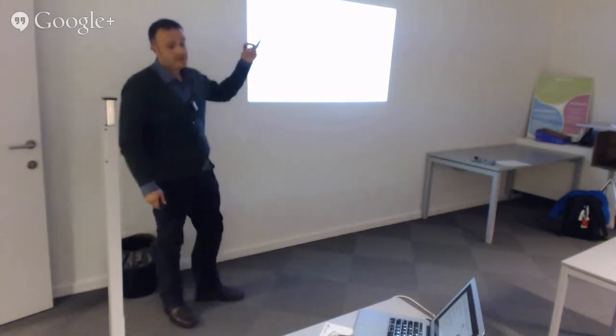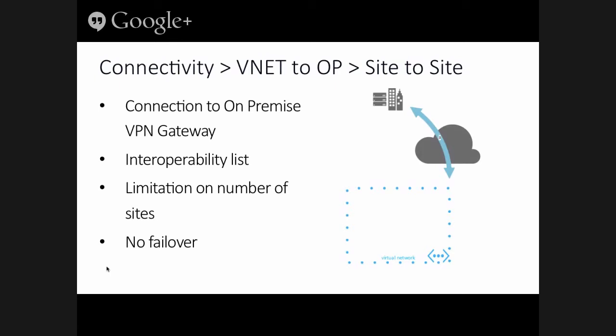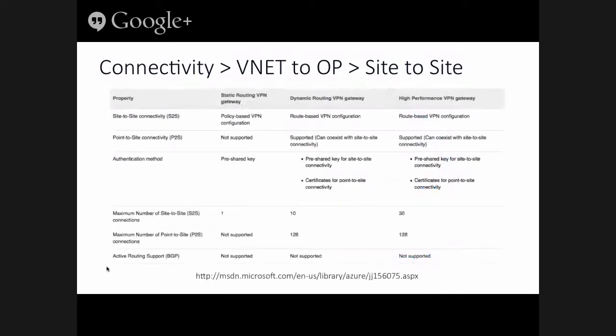Second way, site-to-site VPN tunnel. So there again, we go. You have the normal way of setting up an IPsec tunnel. There are different tunnels that you can set up, and it's based on which gateway you're using. So first one is a static routing VPN gateway. It only supports one tunnel.